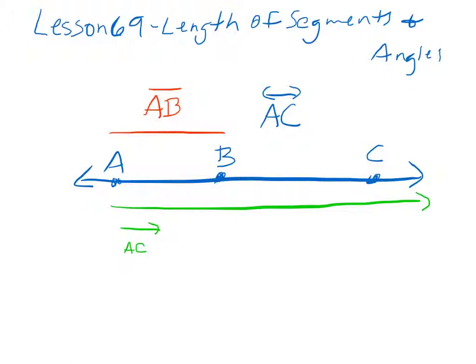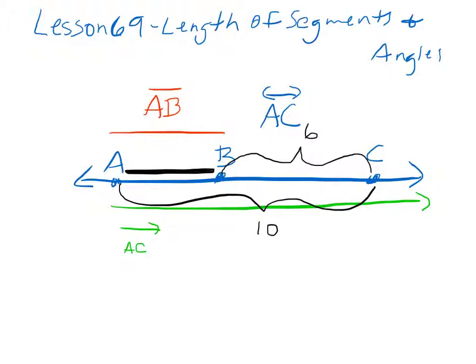We can also do some math computation here and figure out if we know the distance between A and C, and we know the distance between B and C. Say this is 10 and this is 6. We could determine that over here between A and B that'll be 4, because 4 plus 6 has to equal 10. Let's take a look at example 1.